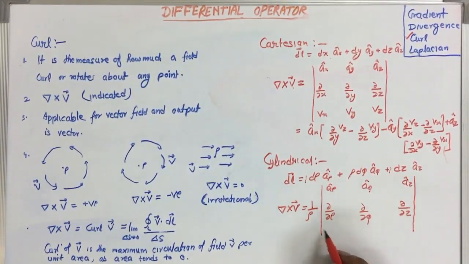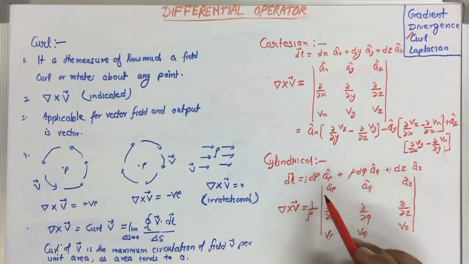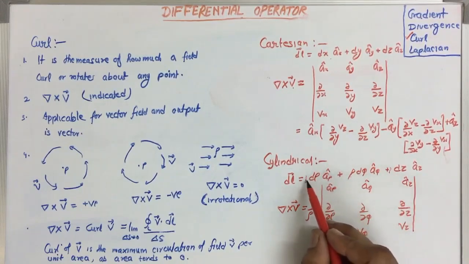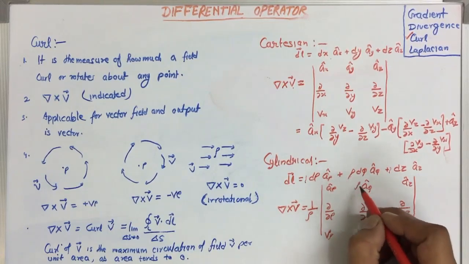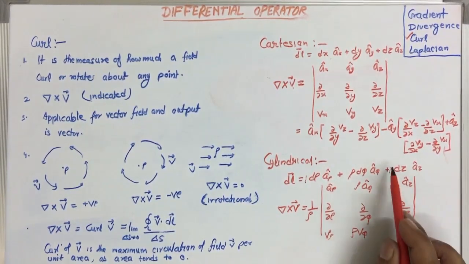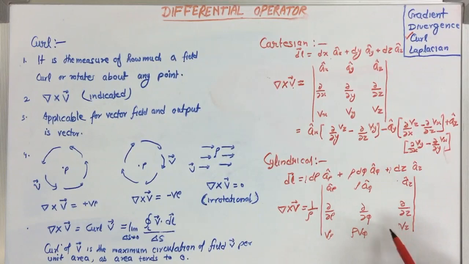Here write V in the direction of rho, we can say V rho. Here V in the direction of phi, V in the direction of z. Now compare this with this one. One should be here and here. The coefficient is rho, so rho we will place here and here. The coefficient is 1, so we will place 1 and 1 here. So if we find the determinant of this, it will be the curl of the vector field V in the cylindrical coordinate system.